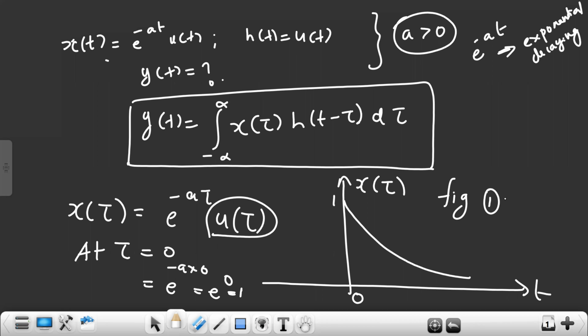So, from x of t, you will be writing x of tau just by replacing t with tau. And the signal will be starting from 0 to infinity, because u of tau is a unit step sequence. Its value will be 1 from 0 to infinity. Okay. So, the entire signal will be confined.